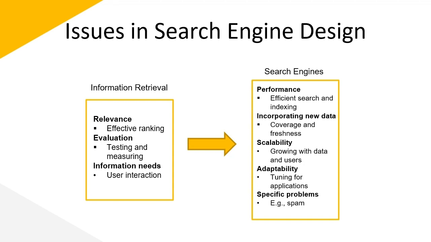Scalability means the search engine should keep working as more people use it. And we have adaptability, which means it can be changed to fit different needs. Finally, there are specific problems like stopping spam from showing up in search results. They are all the important things that make search engines like Google work well.